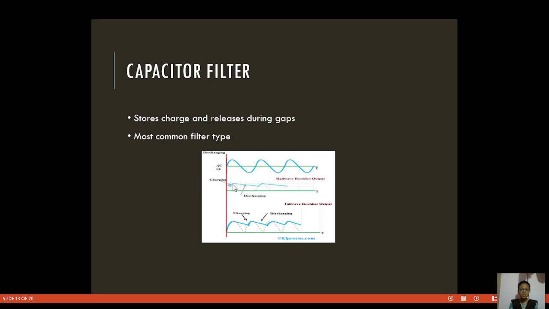Here the capacitor charges, and in this slope it discharges. Again at the peak point it charges up to the peak and again discharges. In the full wave rectifier, it is the same process. Up to the peak value it is charging, and here it discharges, and here it is fully charged, and here it discharges. Most of the ripples are eliminated in this filter.